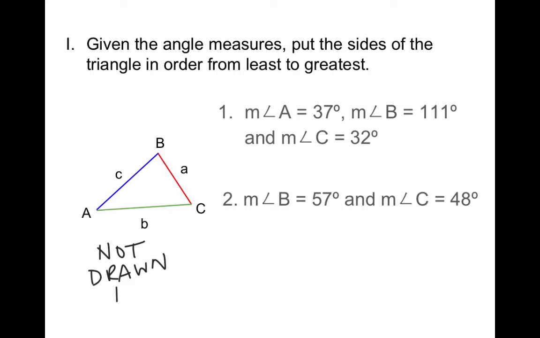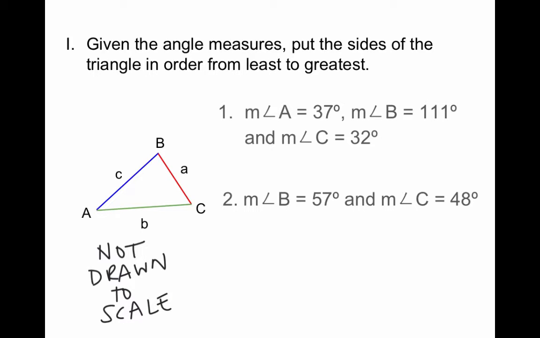What that means is that it isn't actually going to have angles that measure exactly what you see up there. The angle that you look at for angle B right here is probably not 111 degrees, because I didn't draw it that way.